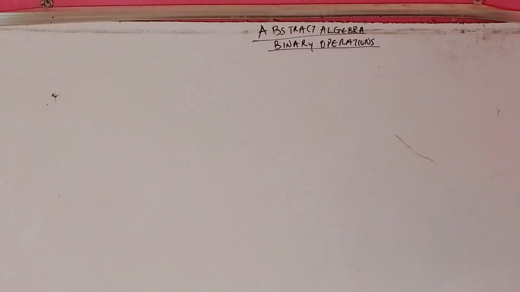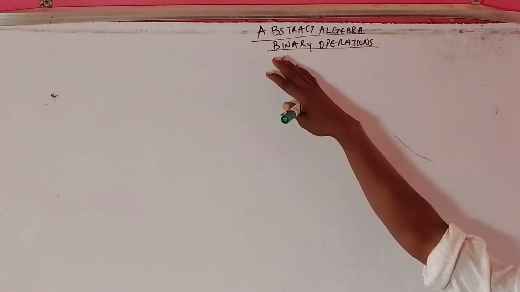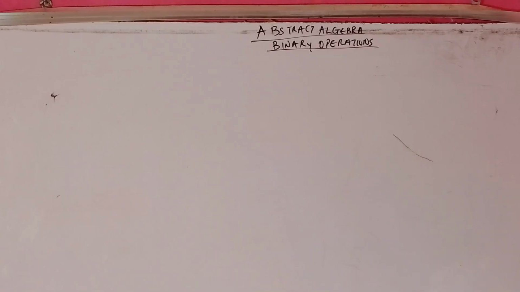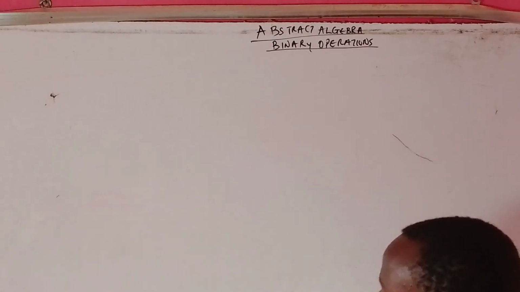So in today's video, we are observing one of the branches of mathematics, which is abstract algebra. Some call it modern algebra. Alright. And the topic we'll be looking into today is binary operations. Before we explain what we call binary operations, we'd like to explain what we call the rule of combination.